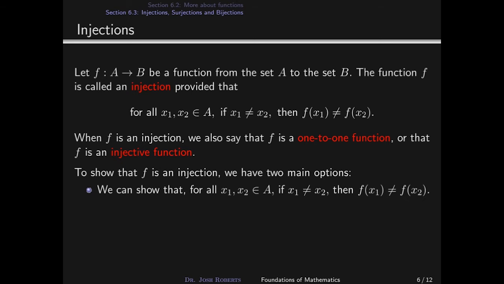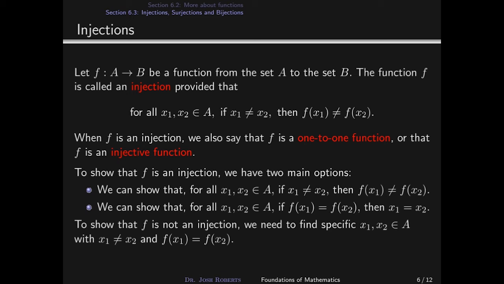We don't use this very often. Usually what we use is the contrapositive of this statement. That is, we show that if we start out with an x1 and x2 in the domain, if f of x1 is equal to f of x2, well, that implies x1 has to be equal to x2, okay? And these two statements are equivalent because they are contrapositives of one another.